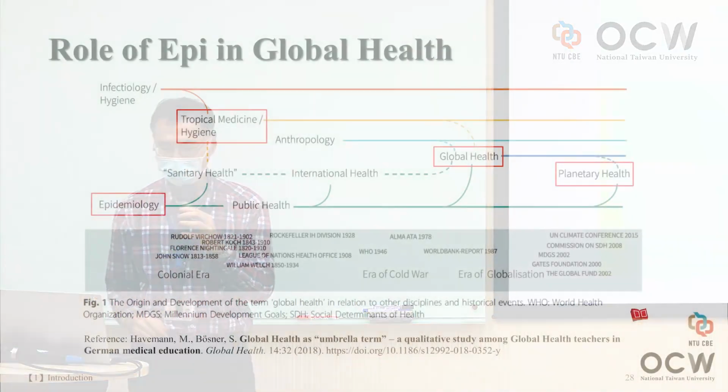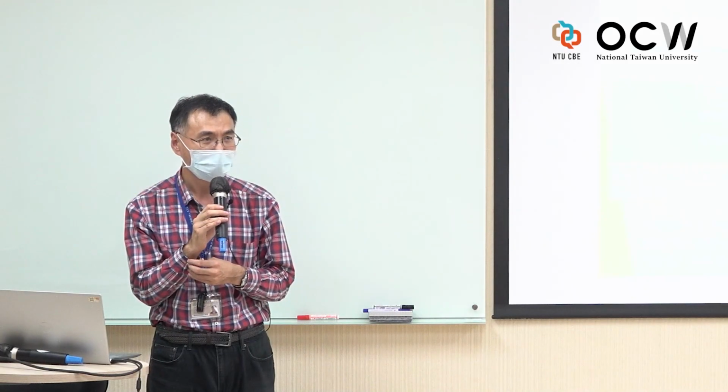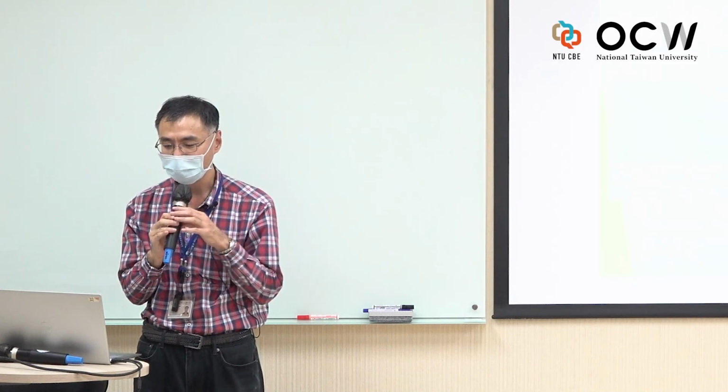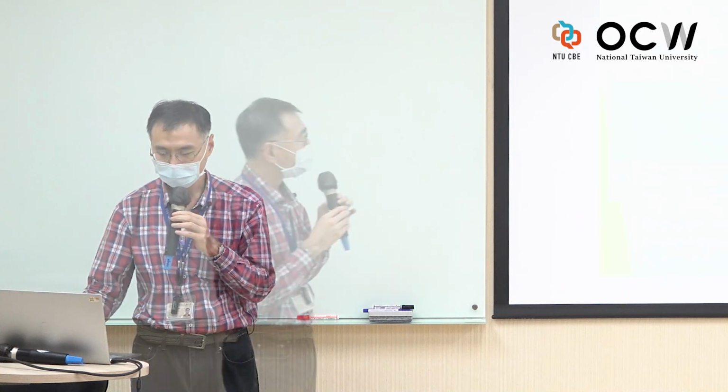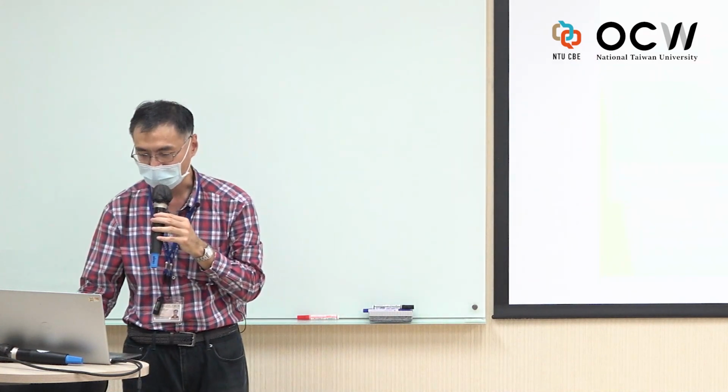In the very beginning, the origin of epidemiology is about infectious disease, right? And during the colonial era, imperial countries spent a lot of money and effort on research about tropical medicine, or so-called hygiene, to prevent diseases from tropical areas, for the purpose of invasion and also to protect themselves. At that time, epidemiology was mostly about how to prevent disease from the tropical areas.